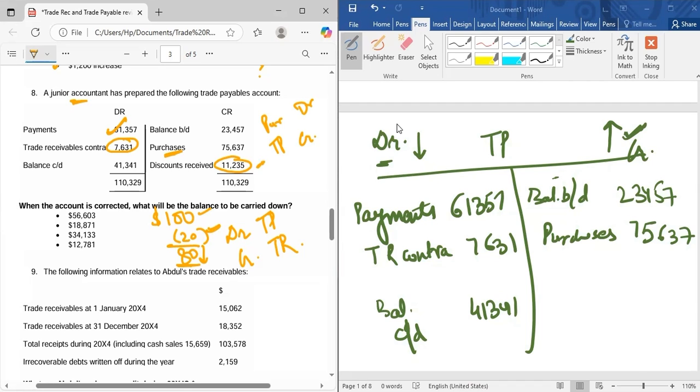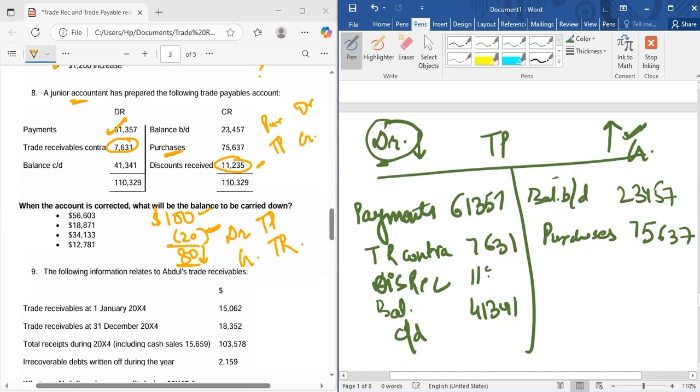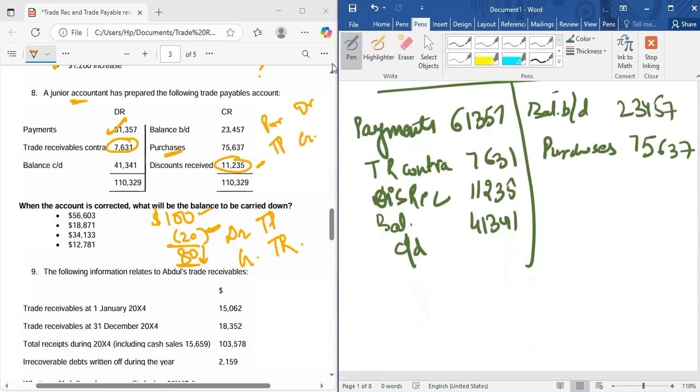And a decrease in trade payables would be shown on the debit side, and they have incorrectly shown it here on the credit side. So we will write here discount received 11235. Okay, so this should be your discount received. Now when the account is corrected, what will be the balance carried down? We have to calculate this balance carried down amount. You will not write this, because this is not the correct amount. We corrected this discount received 11235 because this has actually decreased our liability, so this should go on the debit side.